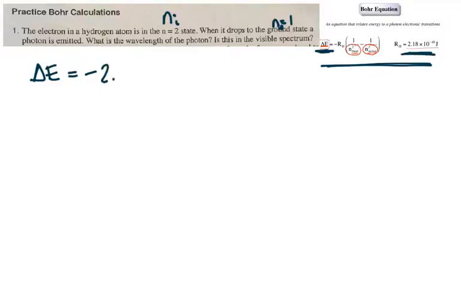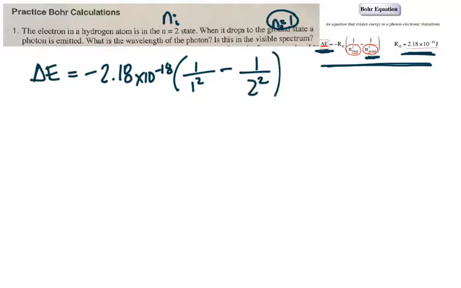So 2.18 times 10 to the negative 18. And I'm going to multiply that by 1 over n final squared. So n final is my n equals 1, so that's 1 squared, and then minus 1 over n squared initial, oops, that's what it says in here, n squared initial, but n initial was here, so that's 2 squared. So I'm going to go ahead and solve that.